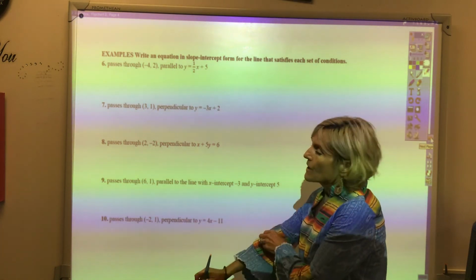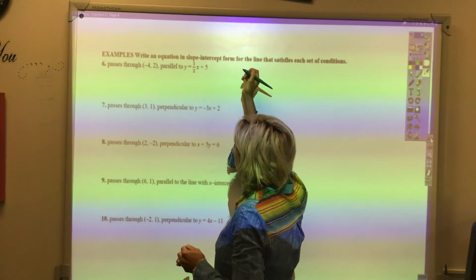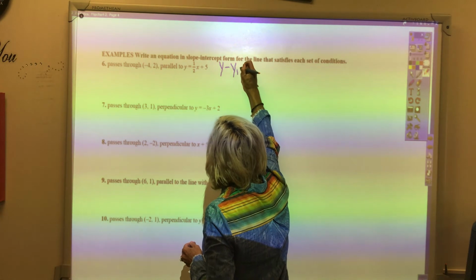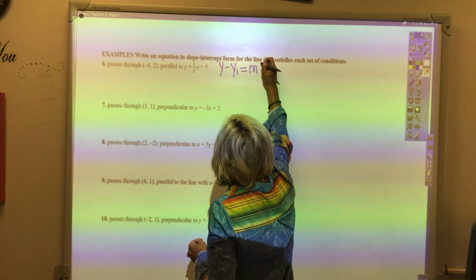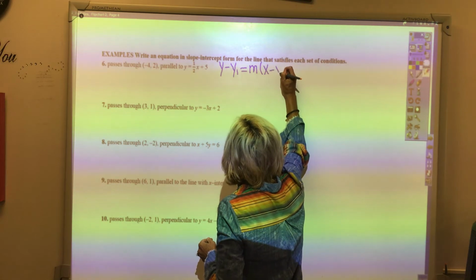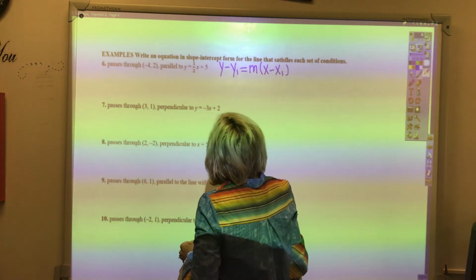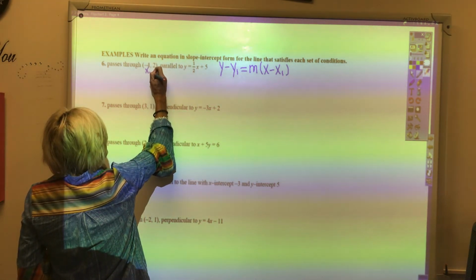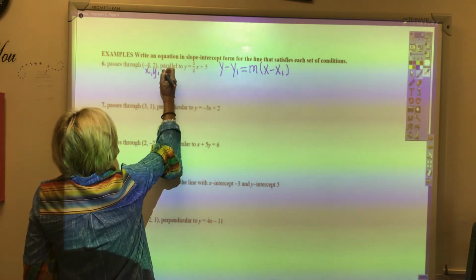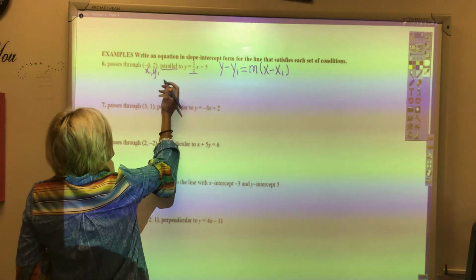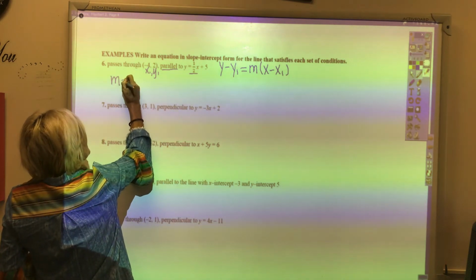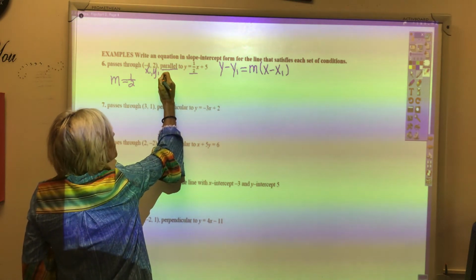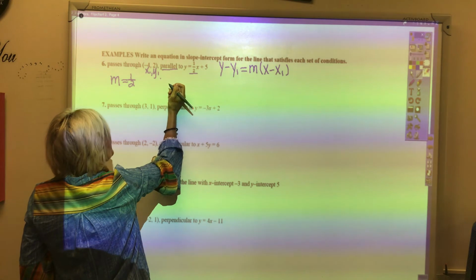Okay, so I'm going to start with writing the point slope equation. It's y minus y1 equals m times x minus x1. We'll label our point with an x1 and a y1. Our slope is parallel to the slope 1/2, so our m is 1/2. And the way we work the problem is we replace the y1, the m, and the x1 with these values.